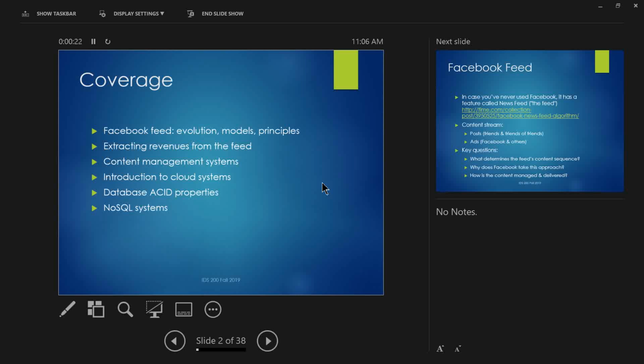Because Facebook doesn't just pick stuff to show you in a random order, right? It picks stuff to show you in a way so that Facebook can make more money. Then generally we'll talk about content management systems. We'll briefly introduce cloud. We'll get a more detailed treatment of cloud as the course goes on, but we'll start off talking about what cloud is.